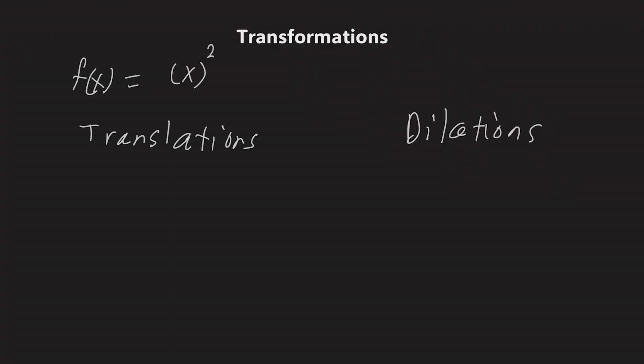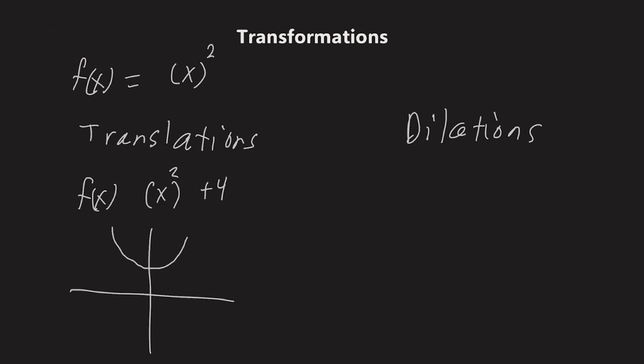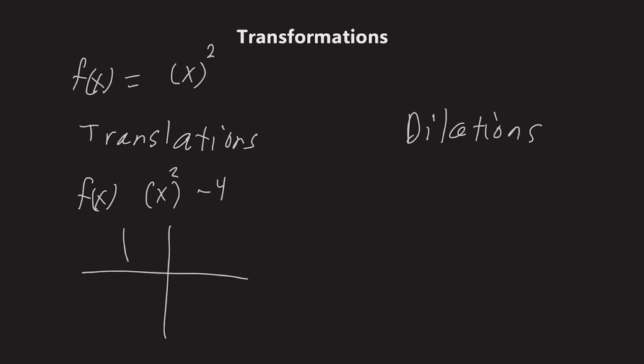A translation would be, on your graph, moving your function left, right, up, down. Okay? That's a translation. So an example of a translation would be me taking f of x now equals x squared plus 4. This would be a translation up by 4 units. So now my graph would look like this. Consequently, I could translate it down by 4 units. And now my graph would look like this.